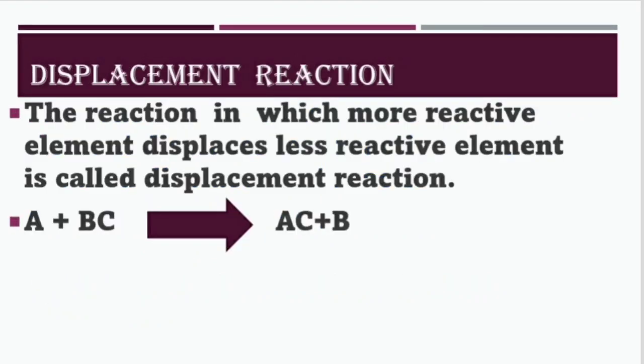The next type of chemical reaction is known as displacement reaction. From the word itself, displacement means kicking out someone and taking its position. Now it's defined as the reaction in which more reactive element displaces less reactive element. It's called displacement reaction. The general formula is A plus BC equals AC plus B. Now here more reactive element A, it displaces less reactive element B from BC. So B is kicked out from BC.